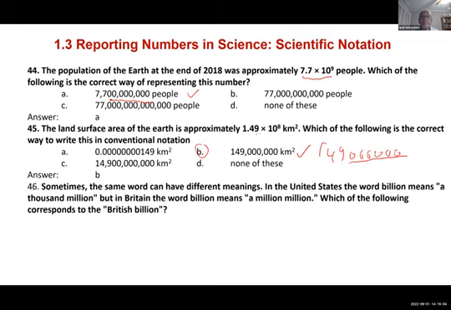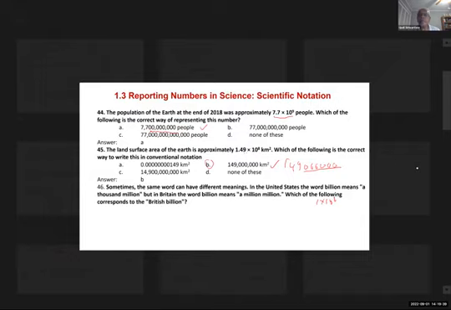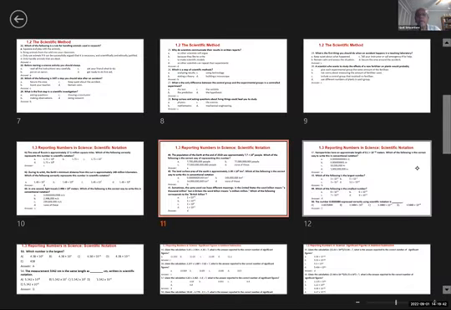Sometimes the same word can have different meanings. In the US, million means 1 times 10 to the 6. Remember I said that? So in other places it means a million. Okay, I need to... I cannot see this one.